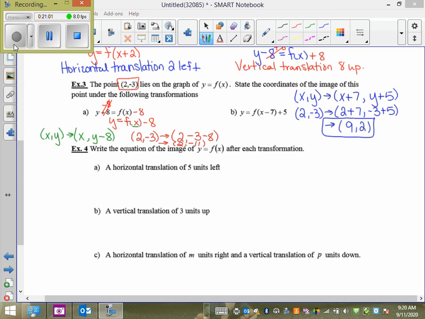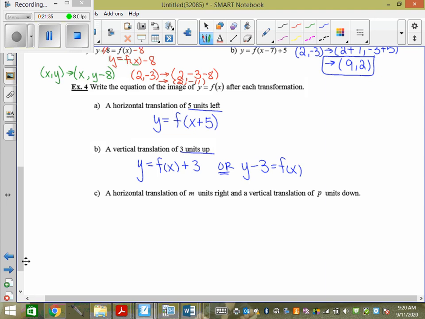Okay. Write the equation of an image of y equals f of x after each transformation. So we're going 5 to the left. So we're going to get y equals f of x plus 5. It's the opposite. In a vertical translation, 3 up: y equals f of x plus 3. Or you could have written y minus 3 equals f of x. Same thing, right?